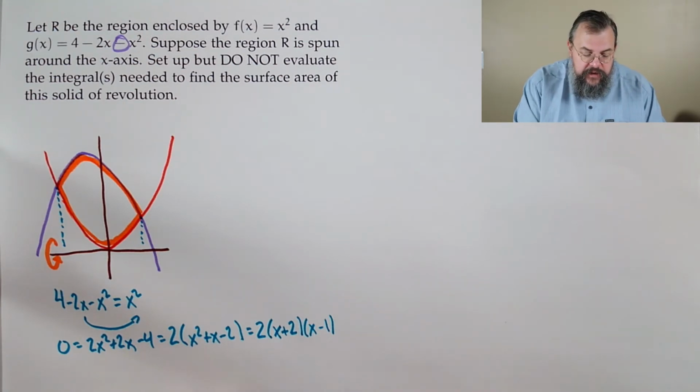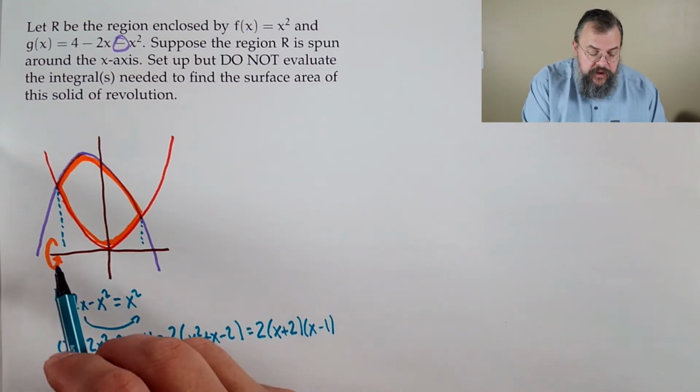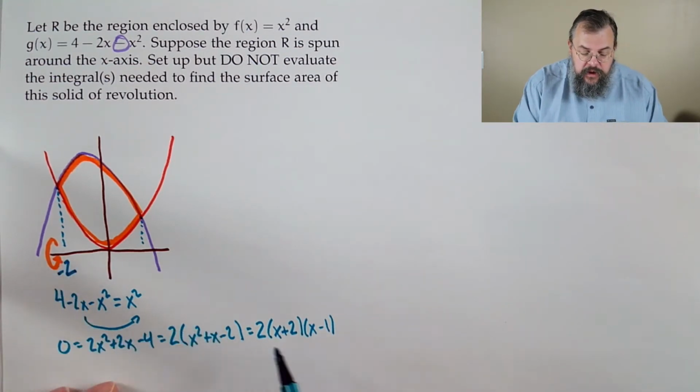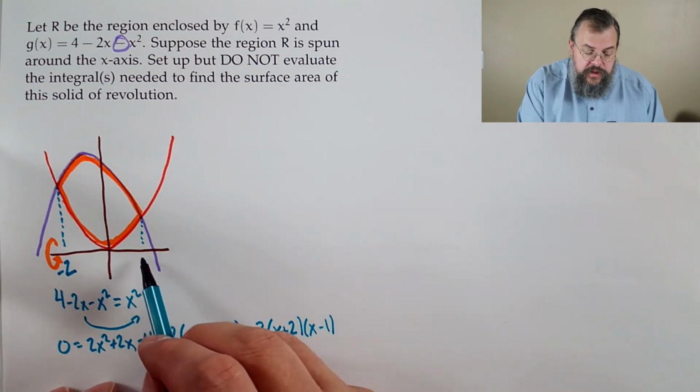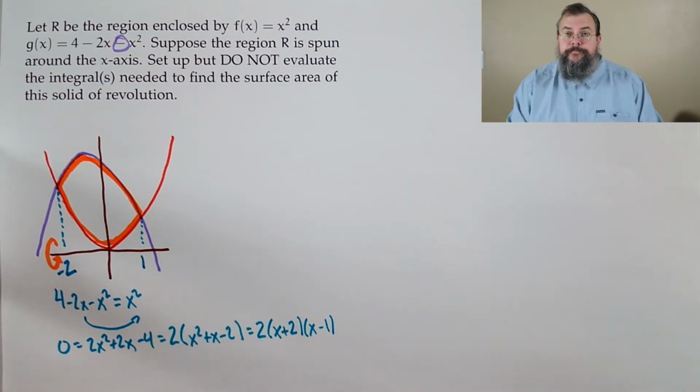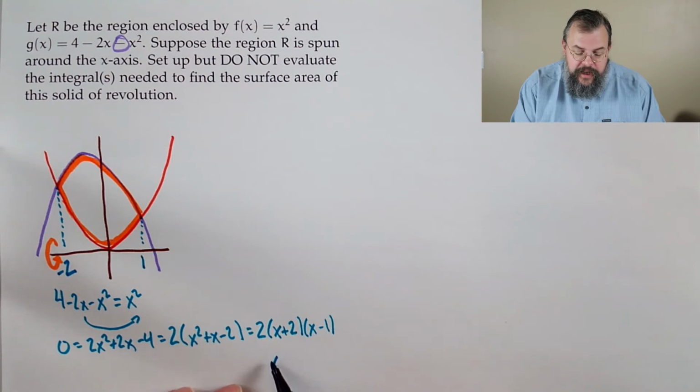Well, it tells us, because of this 0, either x plus 2 equals 0, which gives us negative 2, or x minus 1 equals 0, which gives us positive 1. Good, good. Now we know where we start and where we stop.